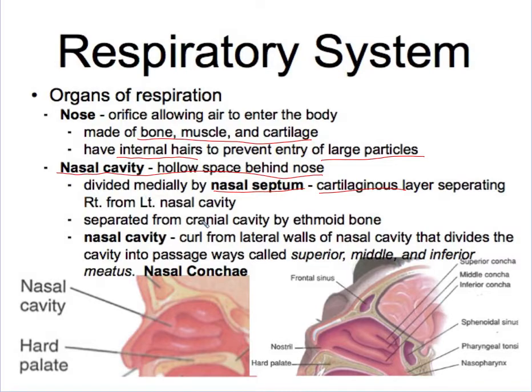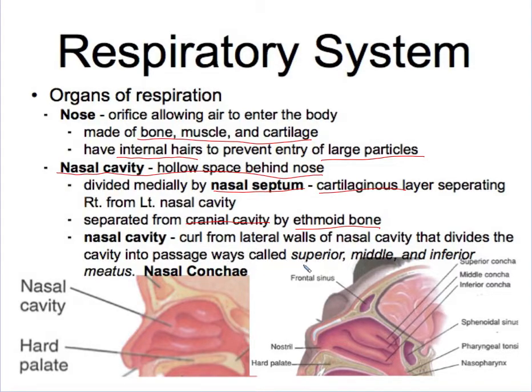Your nasal cavity is separated from your cranial cavity by your ethmoid bone. So think clear back to Unit 3, we did bones. We talked about the ethmoid bone. That's what separates our brain and our cranial cavity from our nose and our nasal cavity. Okay? And then our nasal cavity is divided into passages.